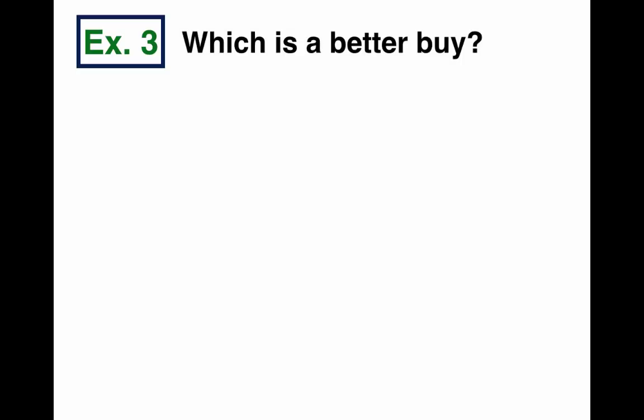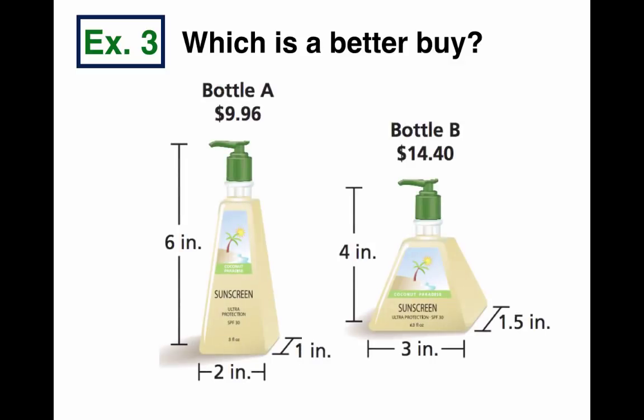Okay, so now we're going to do an example 3, but it's related to the last 2 problems. Which is a better buy? That first bottle A that we had looked at, or bottle B? Bottle A, which we measured in example 2, is $9.96. Bottle B, which you just did in the You Try problem, is $14.40. But which one is the better buy? Now I know bottle A is cheaper, but is it the best deal?